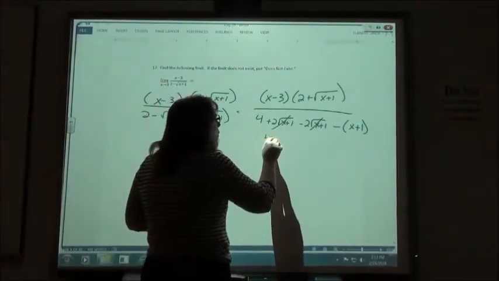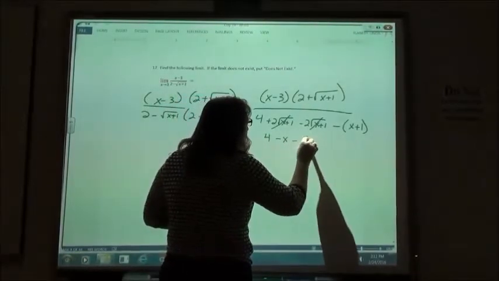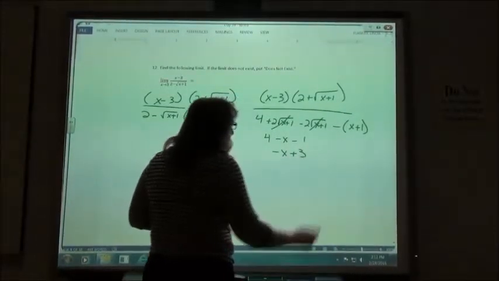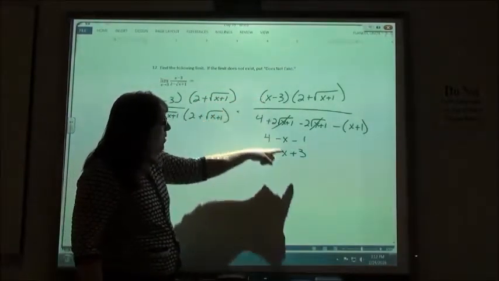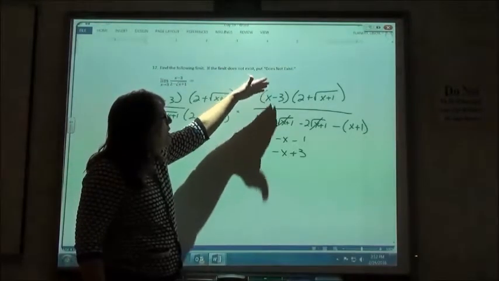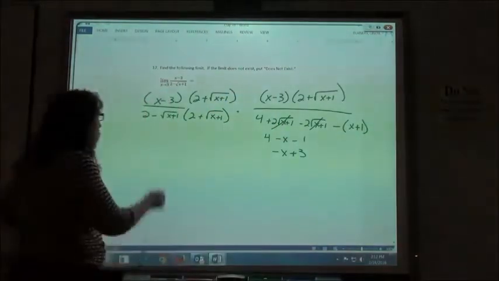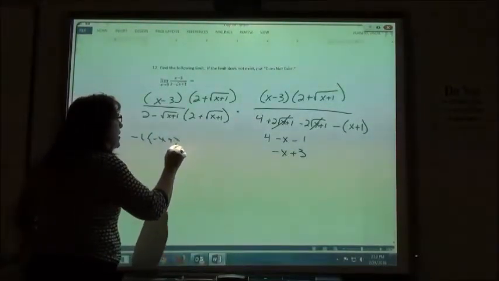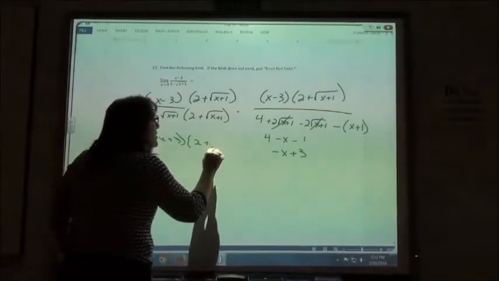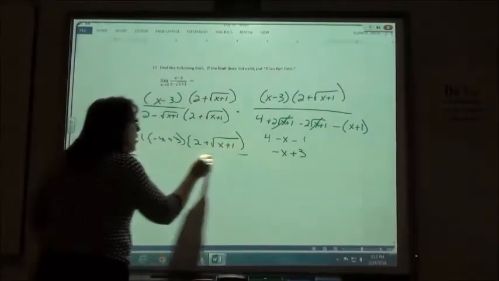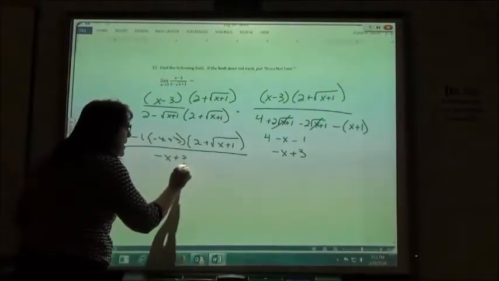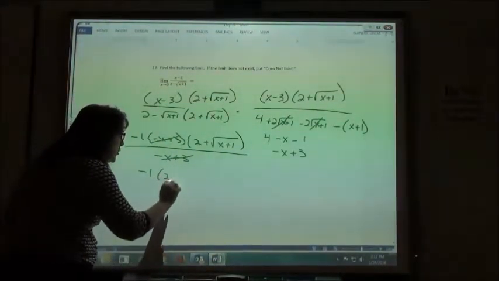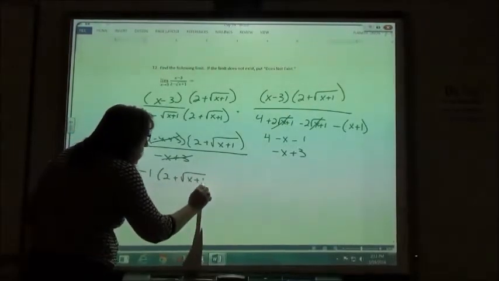So I am going to have 4 minus x minus 1, which would be negative x plus 3. Again, you can see here that if I factor out my negative 1, I'm going to be able to cancel. So I'm going to make it negative 1 times negative x plus 3 times 2 plus the square root of x plus 1 over negative x plus 3. I can then cancel this out of there. So I'm just going to have negative 1 times 2 plus the square root of x plus 1.